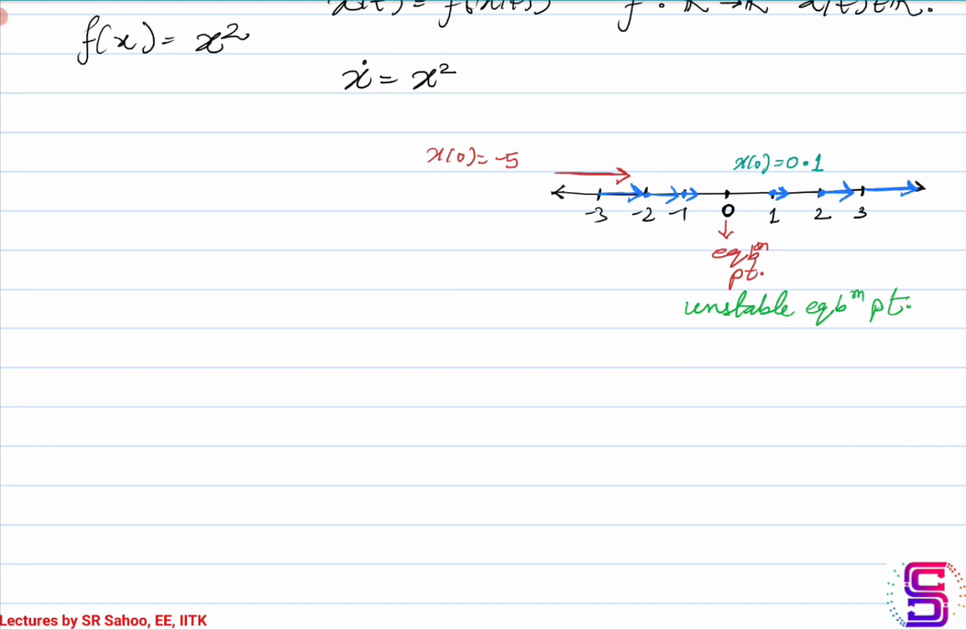In fact, from the vector field, oh no, so this is an unstable equilibrium point that you have. Now what will happen if we take another system where f of x is, let's say, minus x cubed. Okay, let's say this is what we want to study.